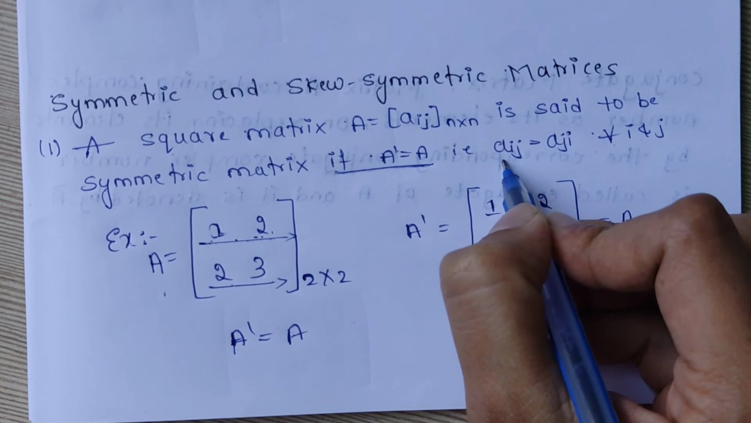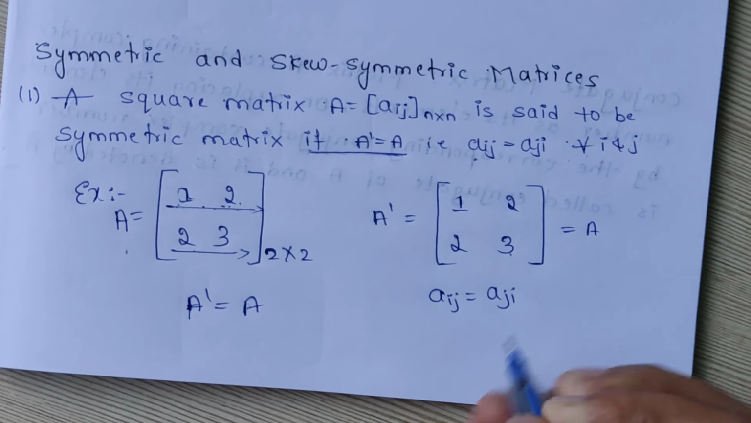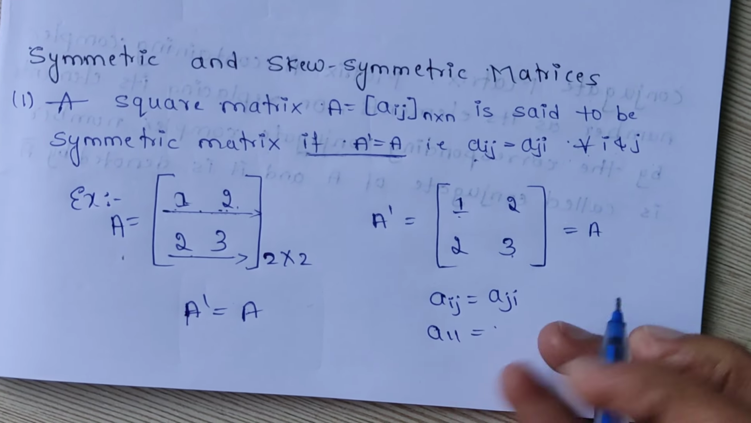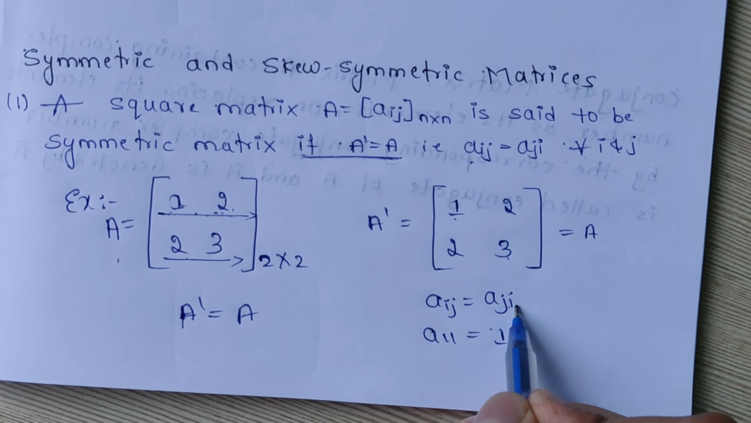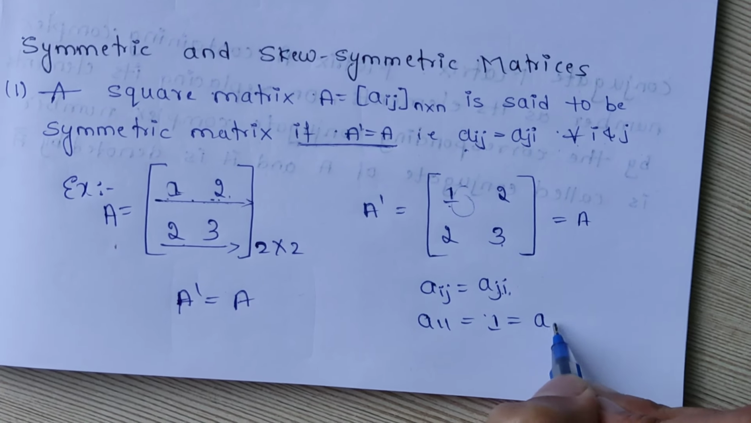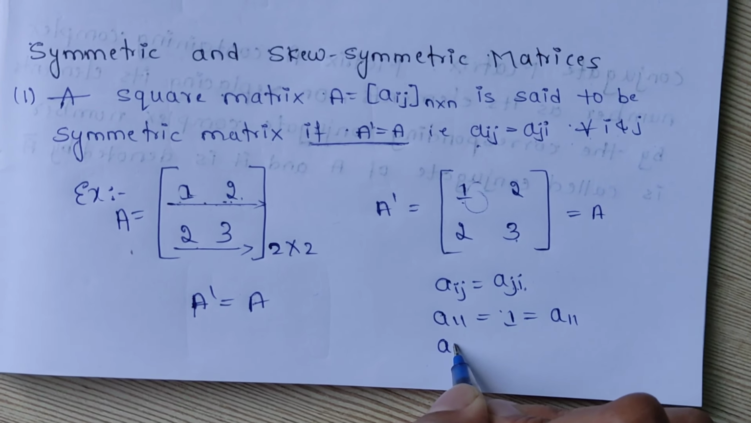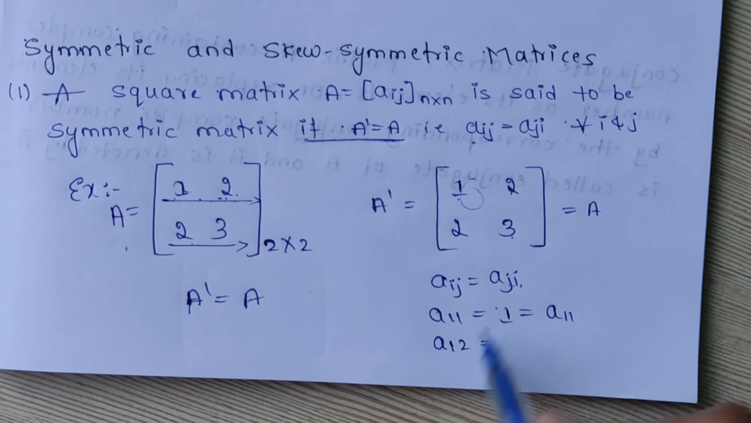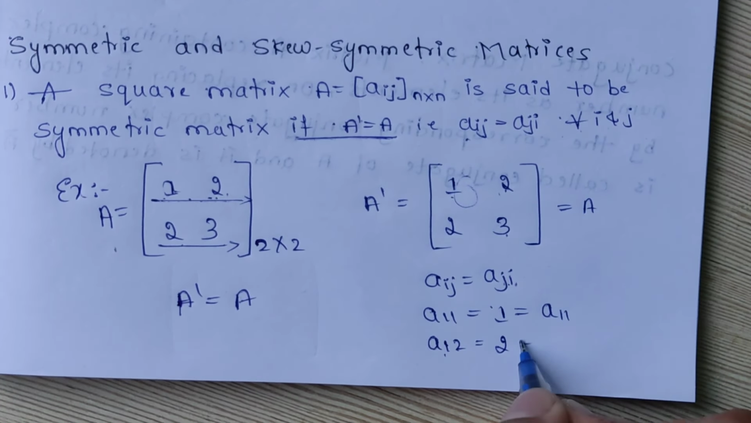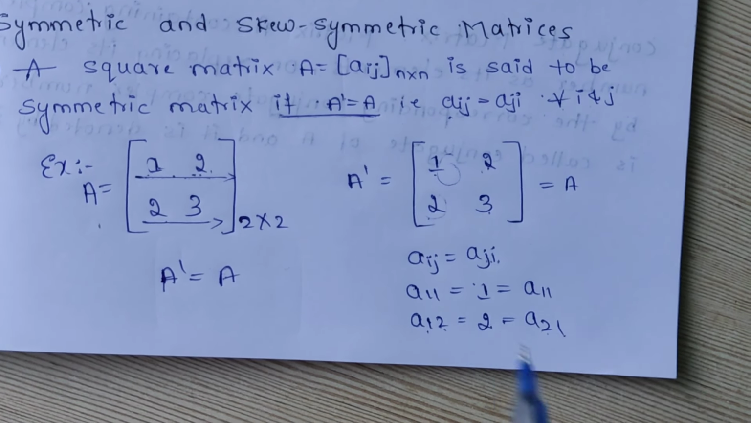So it is given that Aij equals Aji. Take A11. What is the element of A11? It is 1. And A11 is first row, first column, that is this one only. So what is A12? First row, second column. What is it? 2. So what is the element of A21? Second row, first column. A21 is again 2, right?